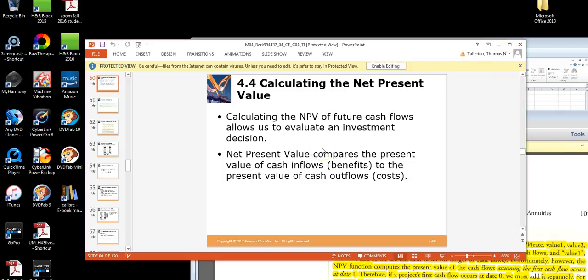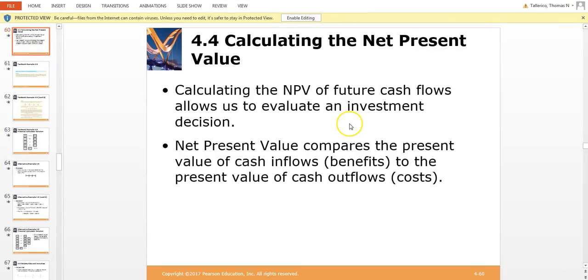So good morning, everybody. I just wanted to discuss some from Chapter 4, the net present value concept. If you look at your slides here, I believe I'm on slide, well, it's hard to see it, but okay. In any case, slide 60, I guess.